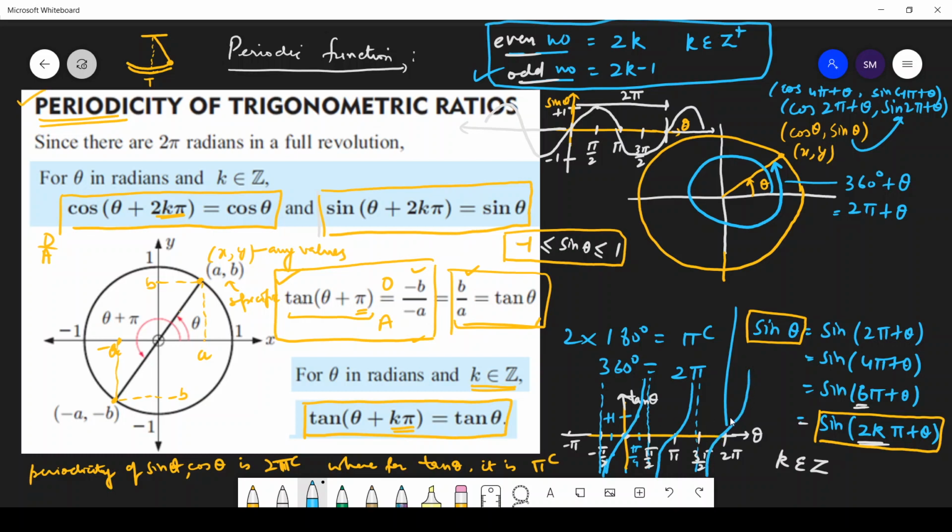So this is the graph of tan theta, students, and you can see that the graph is repeating. So the periodicity here is pi radian. Here the periodicity was 2 pi radians, but here the periodicity is pi radian. Got it? Yes, sir.